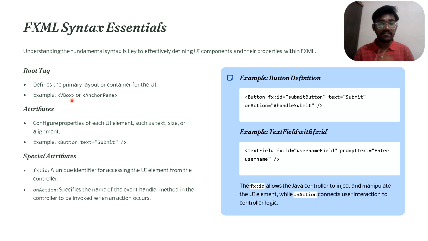For example, if I take a VBox, inside the VBox I'll add this button. This button will become the attribute. The special attributes are things like text, onAction, or ID. These become the special attributes which will define even more what this button has to do and what attributes are surrounding it. That's what these essential things mean.